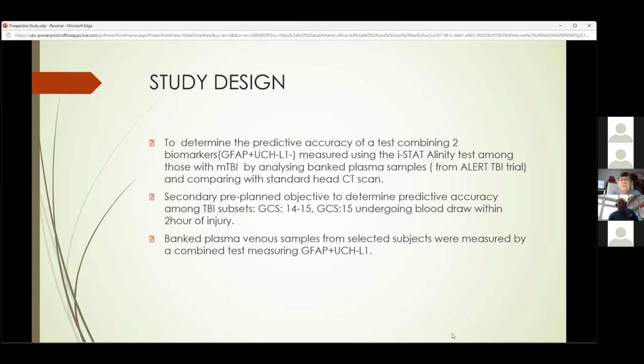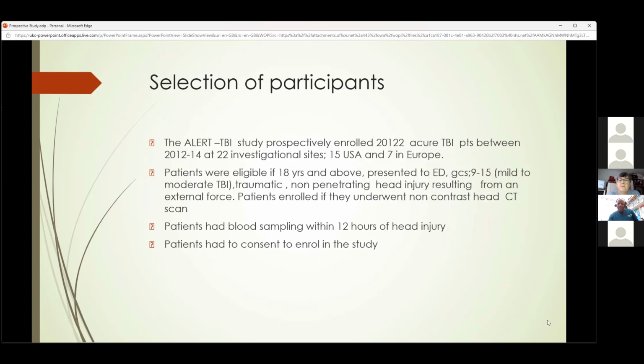Now, the study was done on subjects who came through A&E as a multi-center study involving 15 investigation sites in the USA, as well as 7 investigation sites in Europe. There was ethnic diversity, and a wide range of traumatic presentations as well in the study.